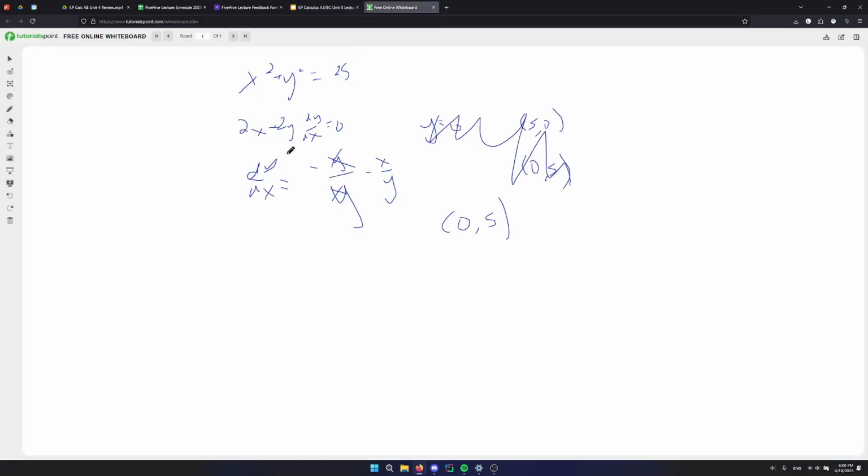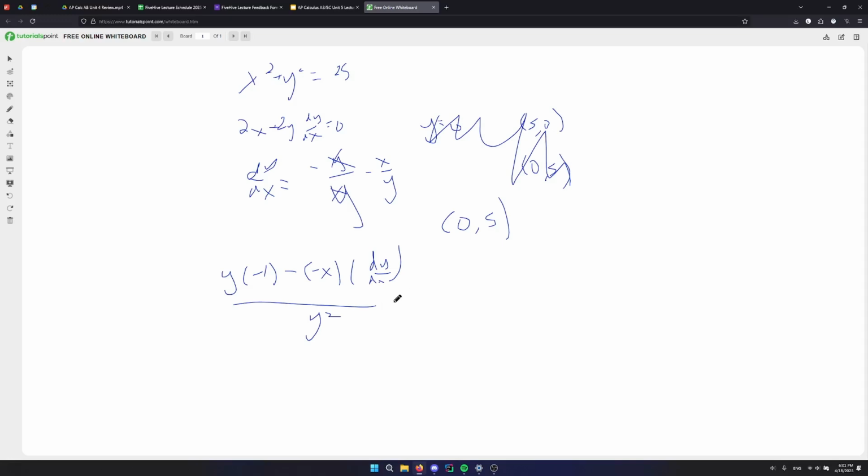To find that, we can take the derivative of our first derivative to get the second derivative. So we can do our quotient rule. So let's see. It's low d high minus high d low, square the bottom. Okay, I hope that's right.